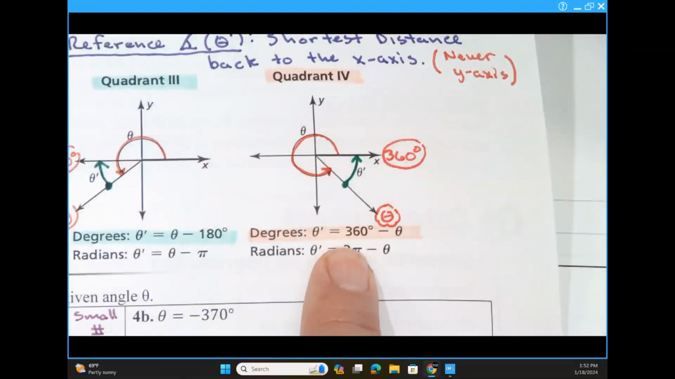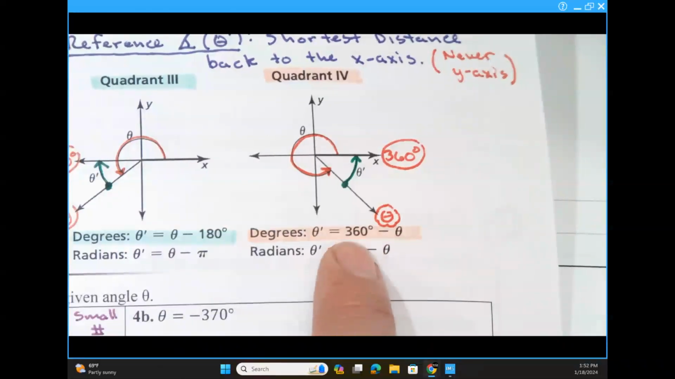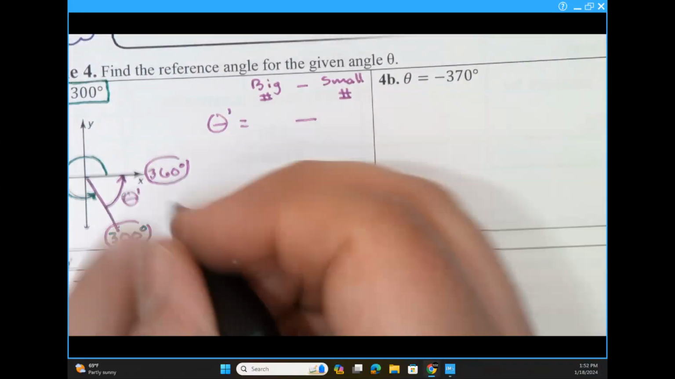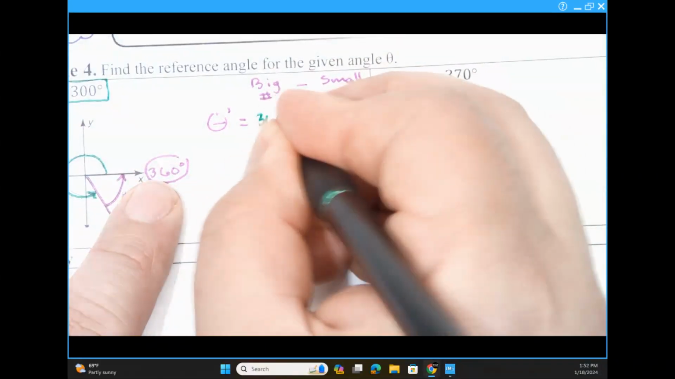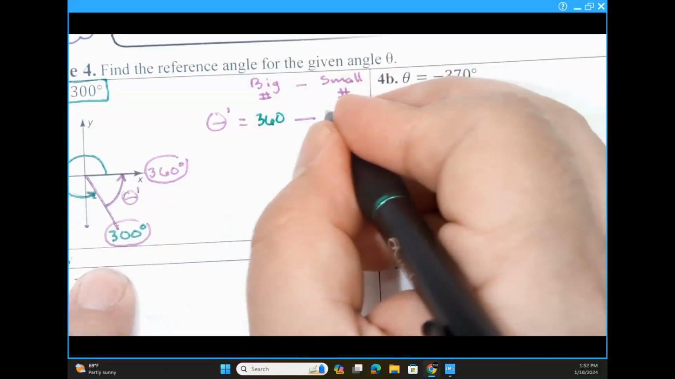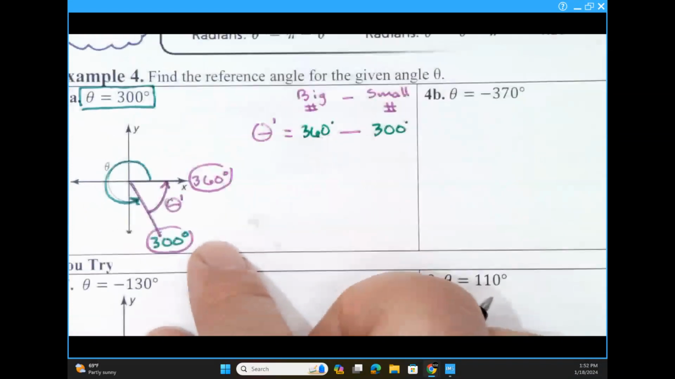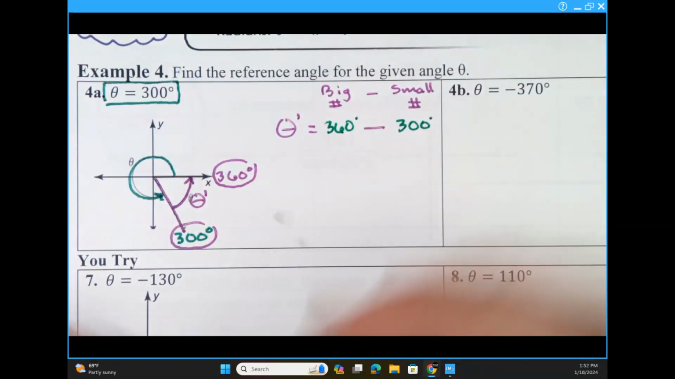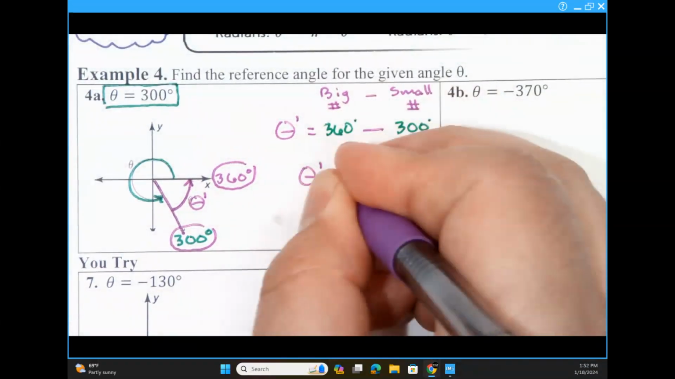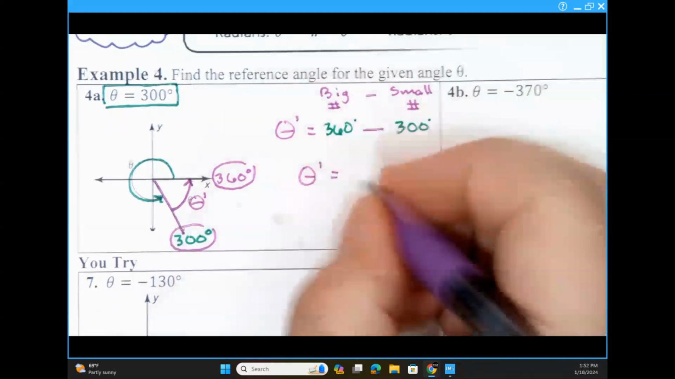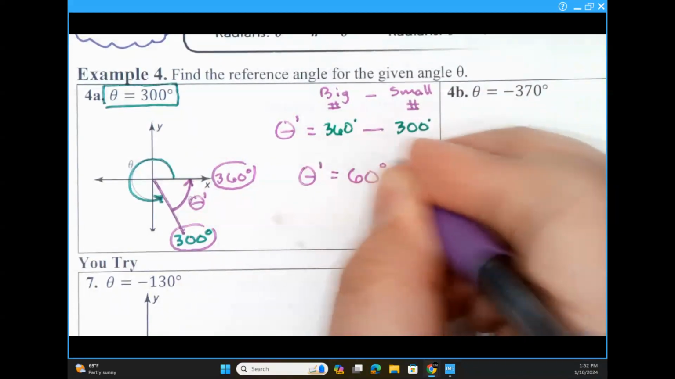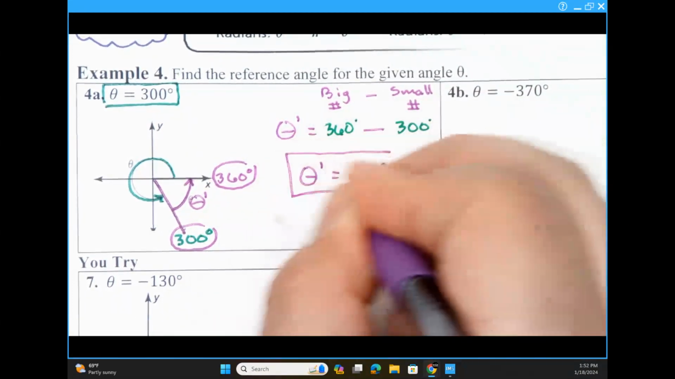So it tells me in the word wall, it tells me here, go 360 minus theta. But look, big number, 360, small number, the 300. That's why I like to circle my angles. It reminds me of which two numbers I'm comparing anyways. And we finally find out that theta prime, that reference angle, is 60 degrees. And just like that, we're done.